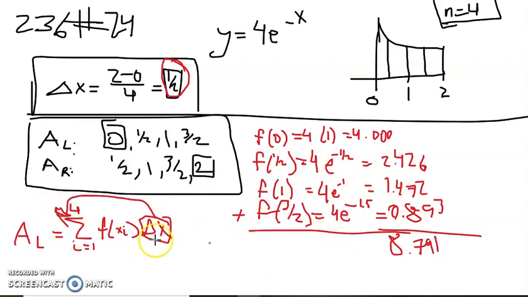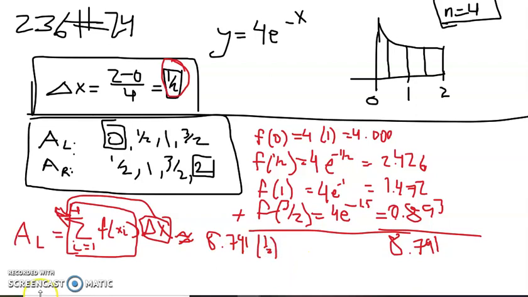Okay, so now that we know what the sum of all the y values is, we can just multiply by delta x, which is 1/2. So 8.791, well, remember this is approximate, times 1/2.